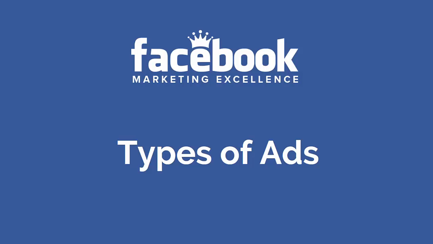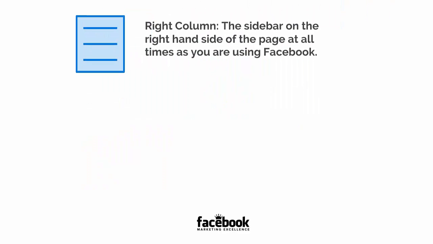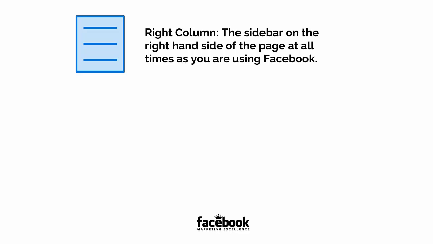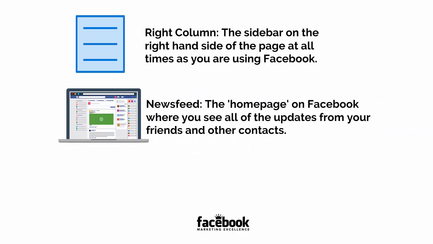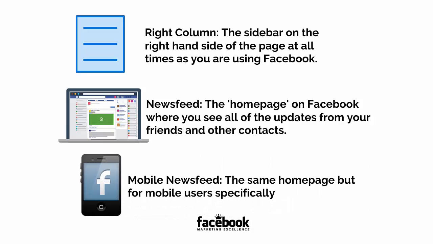Now, just to clarify, the positions you can choose from are right column. And this is the sidebar on the right-hand side of the page at all times when you're using Facebook. Then there's newsfeed. And this is the home page on Facebook where you see all of the updates from your friends and other contacts. And then there's mobile newsfeed, and this is the same as the home page, but it's for mobile users specifically.